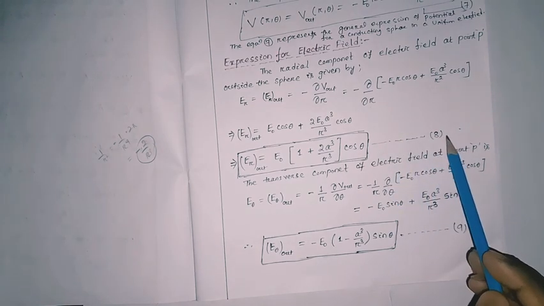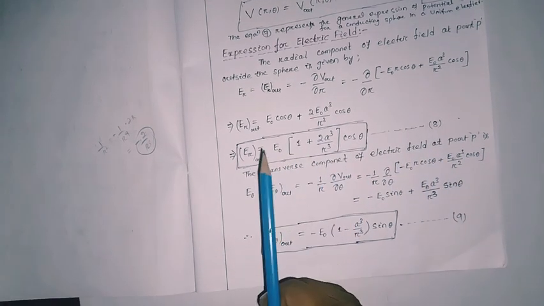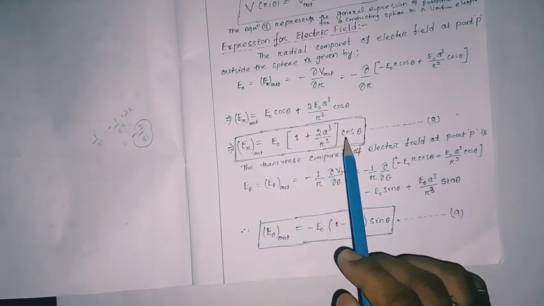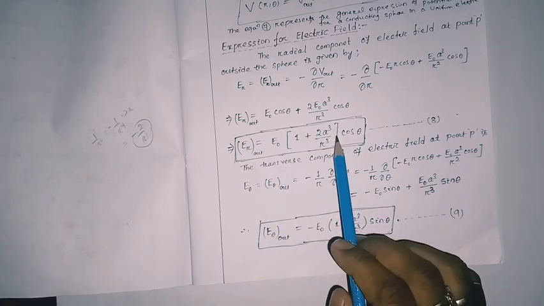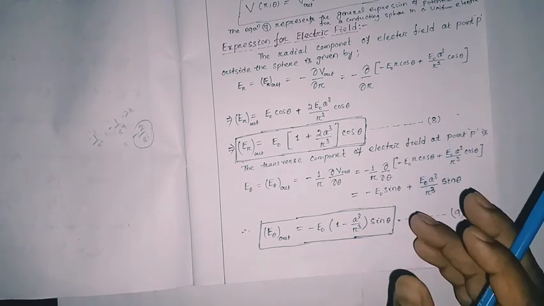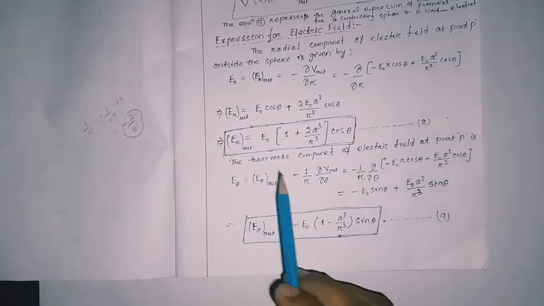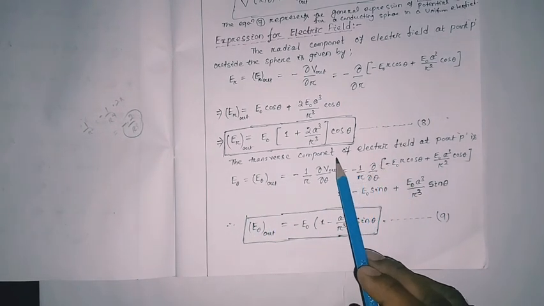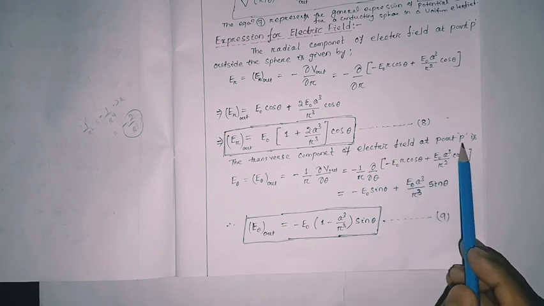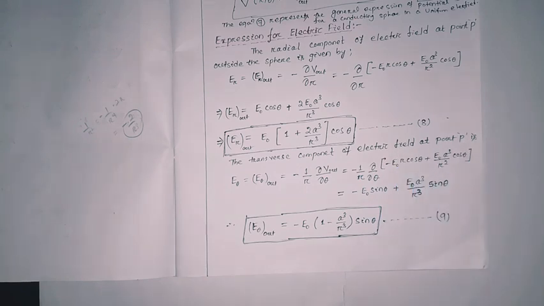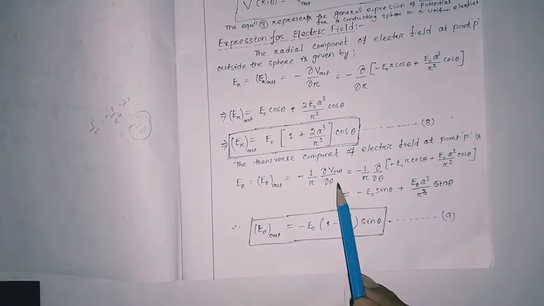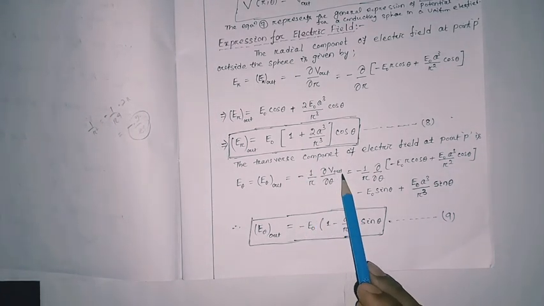Let this be equation number 8, and this is nothing but the radial component of electric field intensity at any point P outside the conducting sphere. Now we are going to go for the transverse component. Here you can see the transverse component of electric field at point P is minus 1 by r del by del theta of V out.